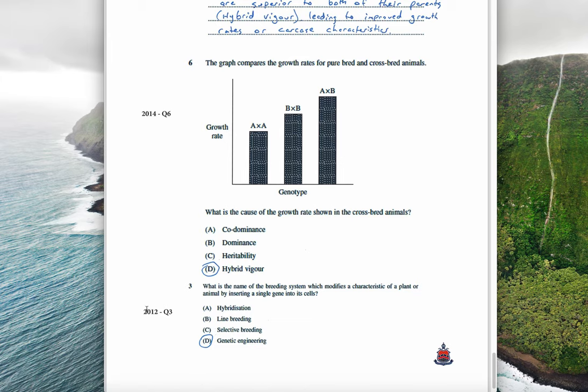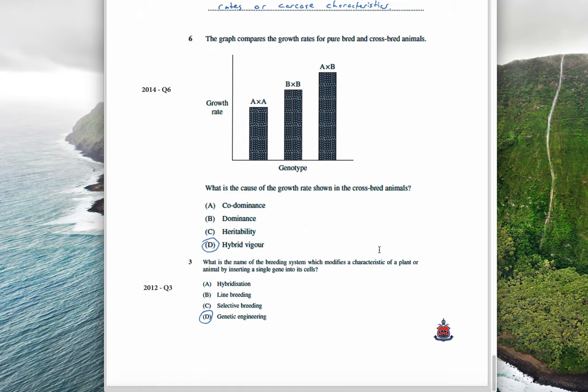Lastly, in 2012, we have, what is the name of the breeding system which modifies a characteristic of a plant or animal by inserting a single gene into the cell? Now, this is not totally related to this dot point, but I thought I'd include it. And obviously, genetic engineering or genetic modification is the method where we insert a single gene in a lab into a cell, and that modification just changes one aspect of a plant or animal. So that is the end of this dot point.